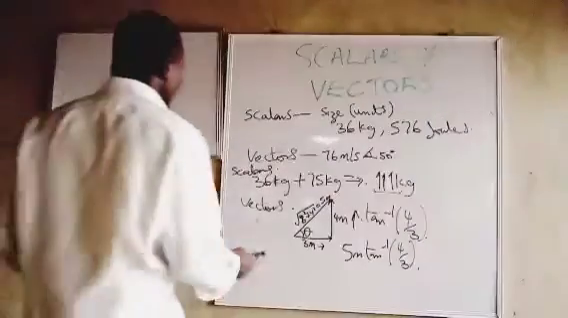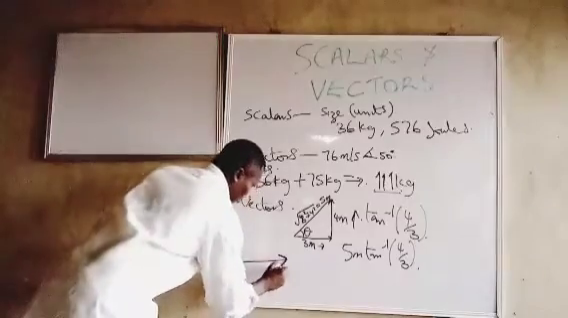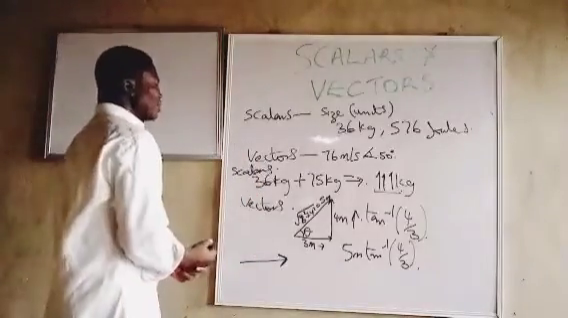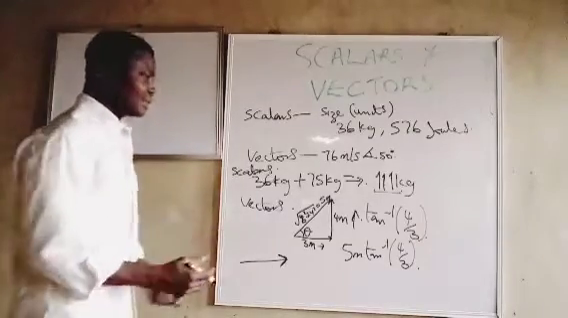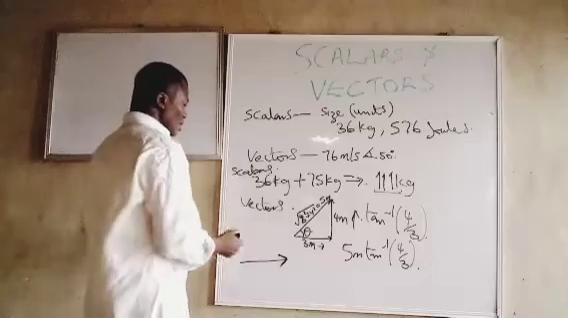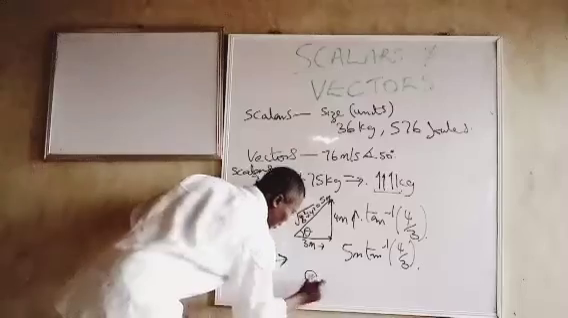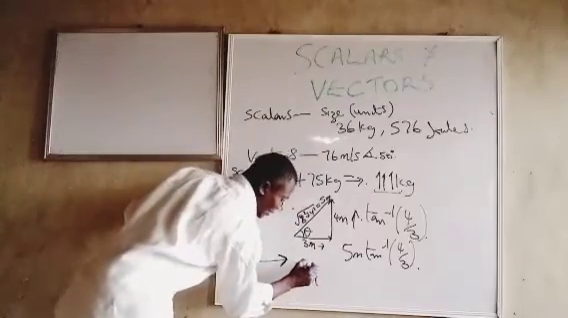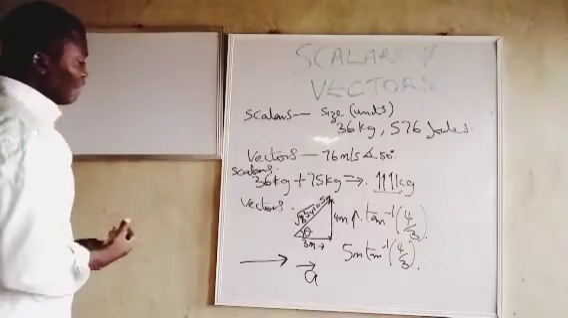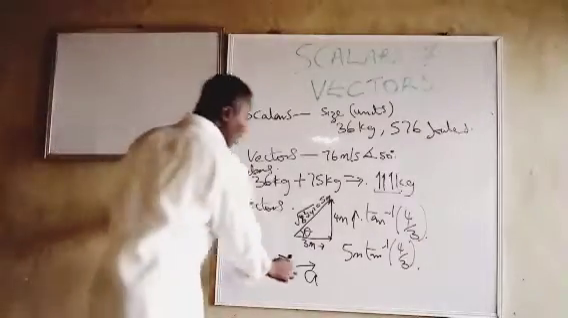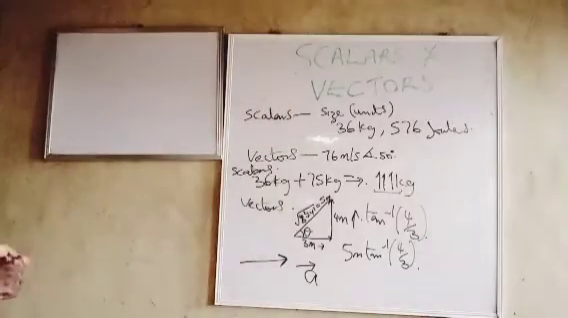Now, most of the time we represent vectors by using an arrow. We use the size of the arrow to represent the size of the vector, and the direction. Or we just have a letter like this and put an arrow on top. So those are the major ways we use to represent vectors. Vectors will always have an arrow around them to show that it is a vector quantity.